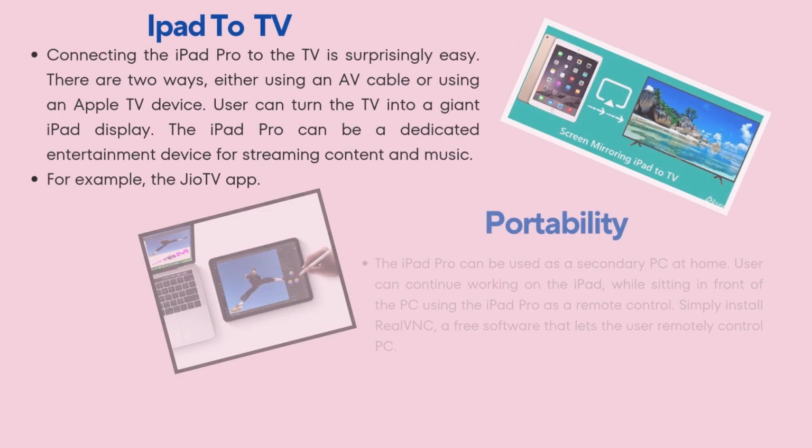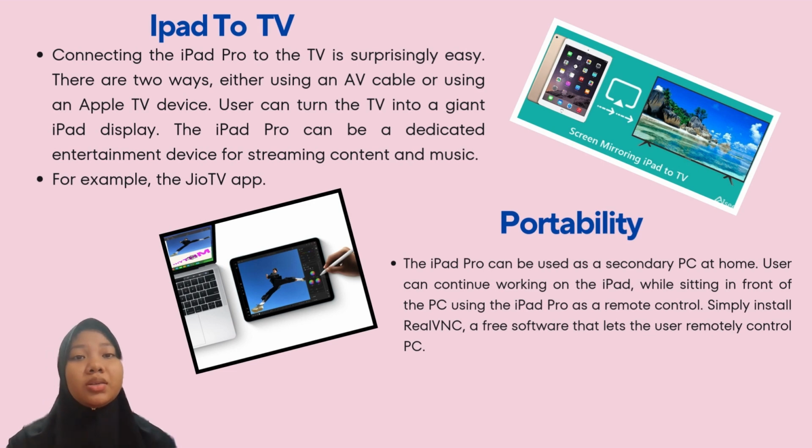The first benefit of the iPad Pro is that it can connect to the TV. There are two ways of screen mirroring the iPad to the TV, either using an AV cable or using an Apple TV device. The user can turn the TV into a giant iPad display. The iPad Pro can be a dedicated entertainment device for streaming content and music, for example the Geo TV app. The app gives the user instant access to TV programs, live TV channels, and movies.